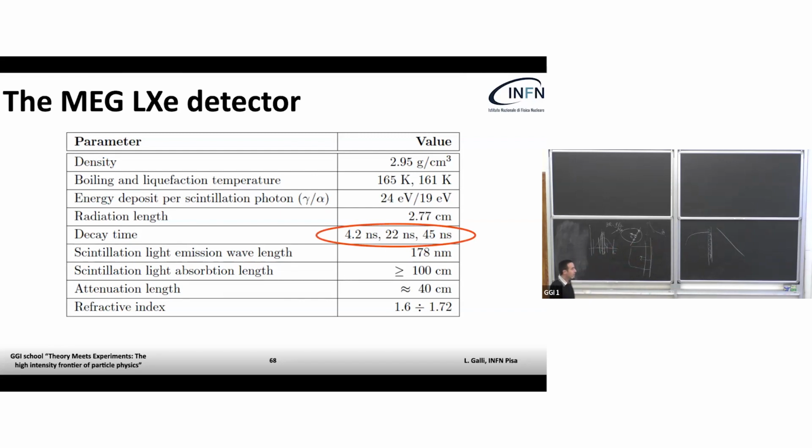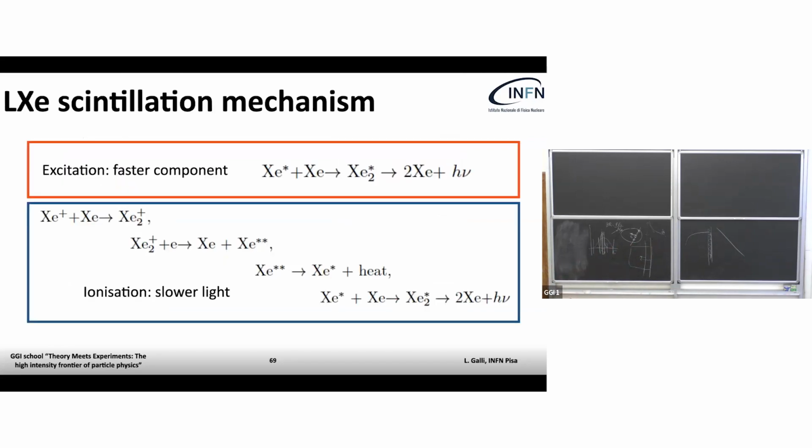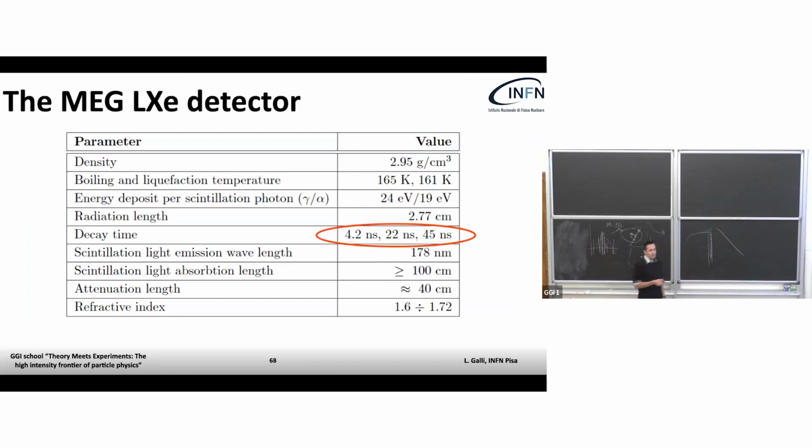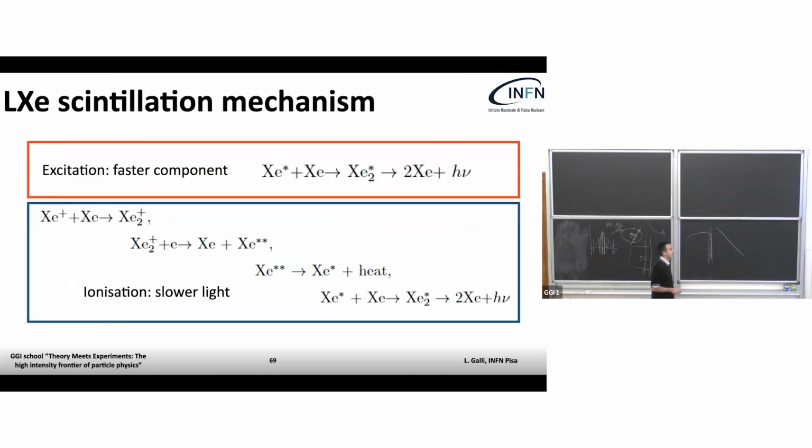And now I just want to draw some attention to the decay time. We have 3 numbers, and okay, apart from the first, which is the prompt one, but is not that abundant, so it's not the main contributor to the light. The other 2 are much more abundant.